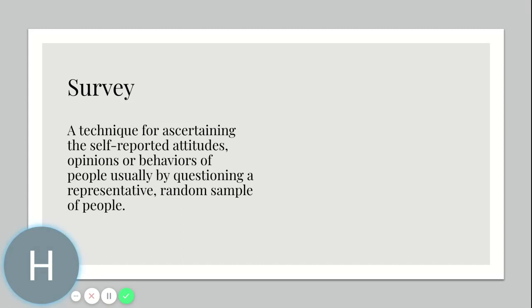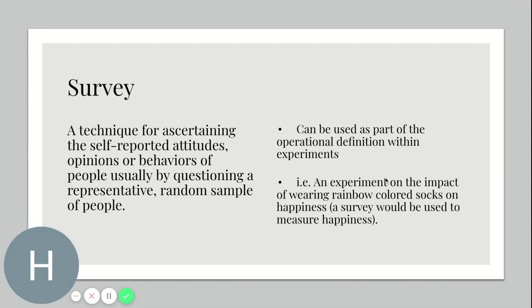Okay, a survey is a technique for gaining attitudes, opinions, or behaviors of people, and we're trying to find a representation of a larger population, and we're going to use random sampling to do that. So make sure you understand that random sampling is going to be for surveys, because we're going to look at random assignment when it comes to experiments, and those are two different things. Surveys can be used as a part of the operational definition within experiments, but a lot of times we're going to see these separate, and we're going to use them to gain a lot of information from a large group of people.